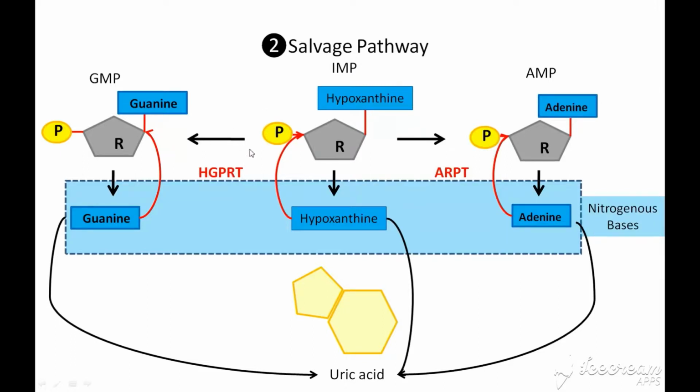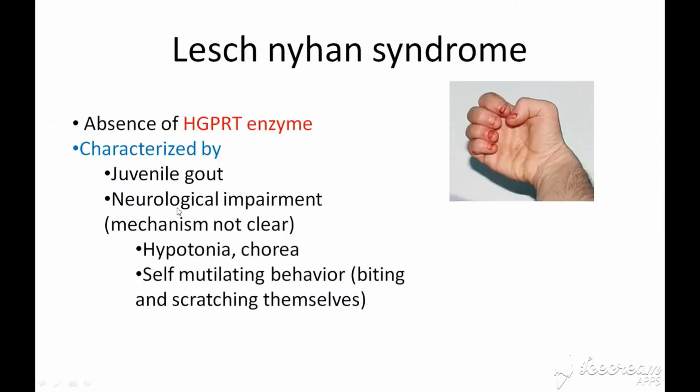So if you have a deficiency or absence of this enzyme, that means that this patient is going to have excess uric acid production. This is why these patients usually present with juvenile gout. They could also present with neurological impairment. The mechanism here is not very clear, but they can present with hypotonia, chorea, and something very characteristic of Lesch-Nyhan syndrome is self-mutilating behavior, like biting and scratching themselves, as you can see in this picture.